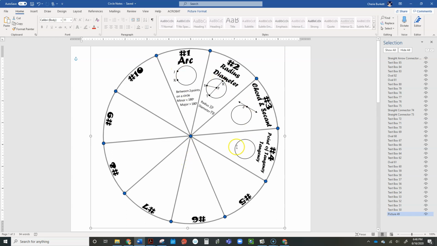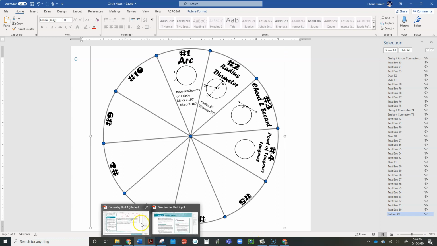It's because there's just so many things to remember about a circle. This is just a quick way to study and glance at it and see if you remember what it is. So I'm doing my best to make this for you.